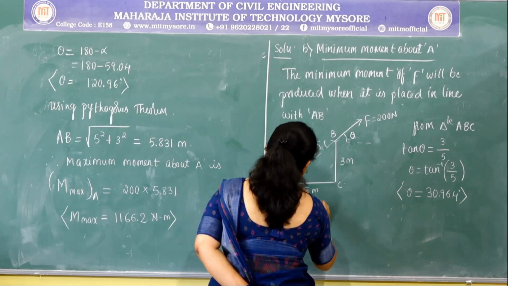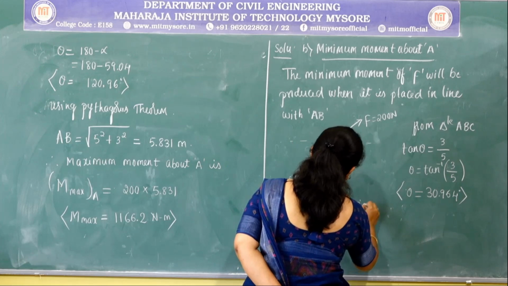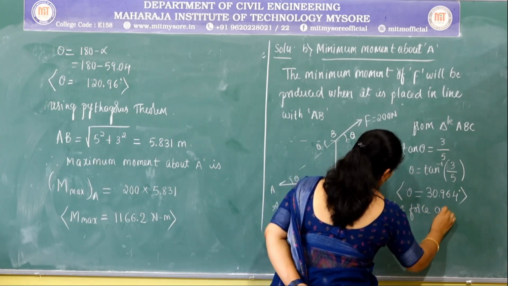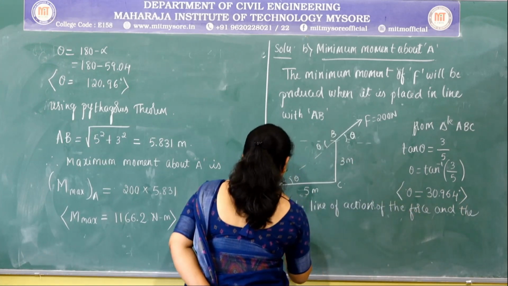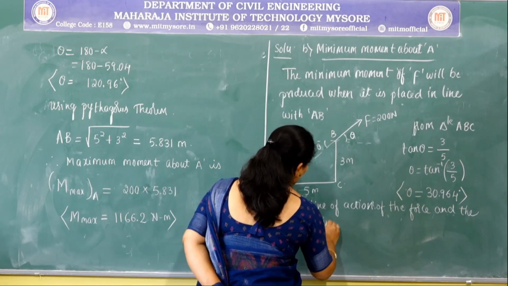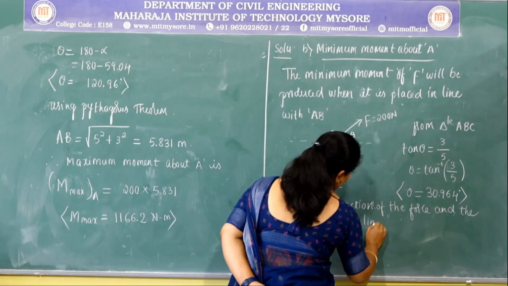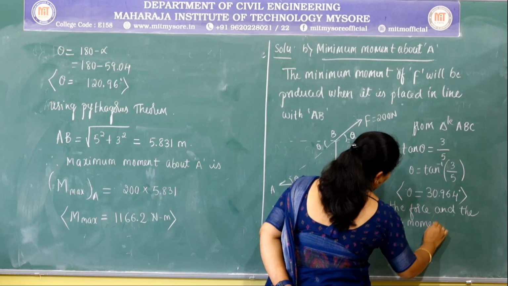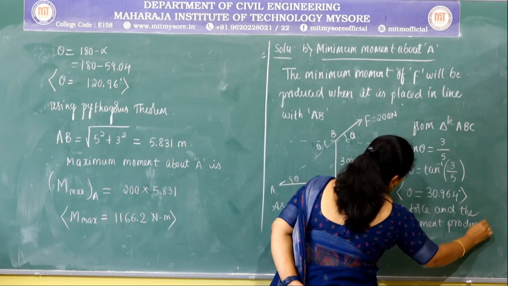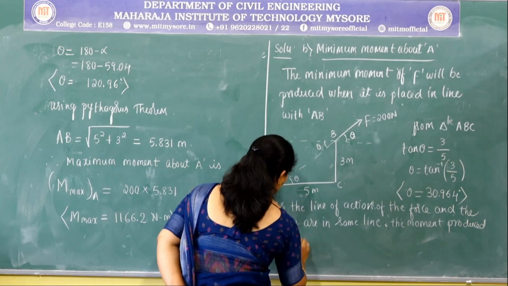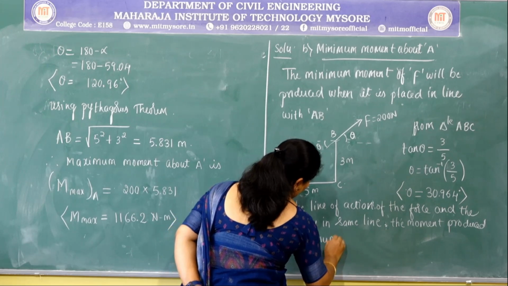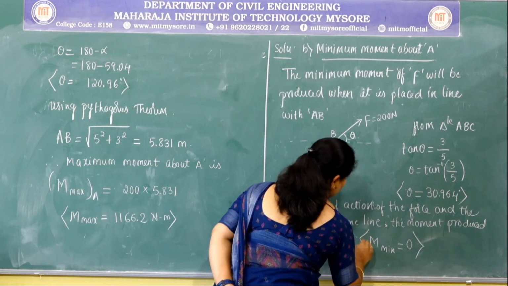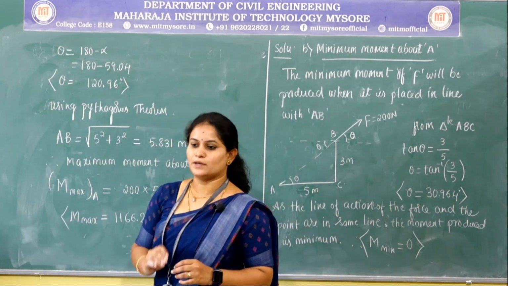So, as the line of action of the force and the point are in the same line, the moment produced is minimum. So, therefore, M minimum is equal to 0.